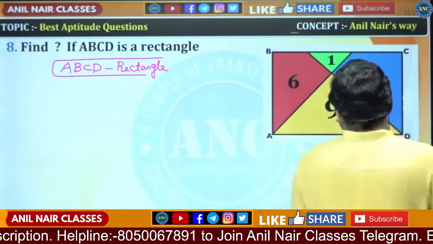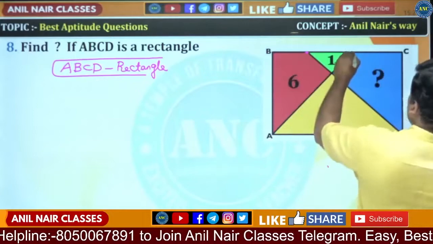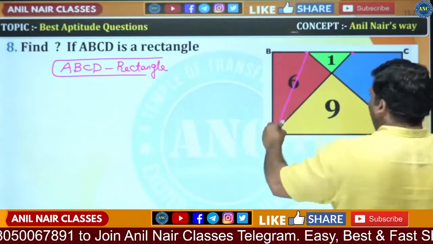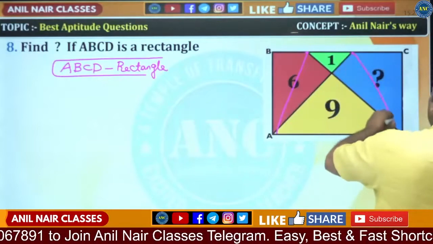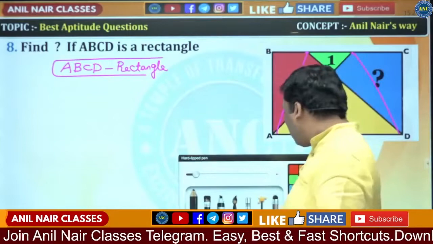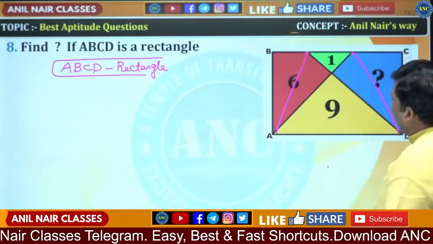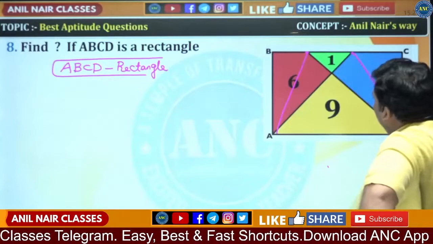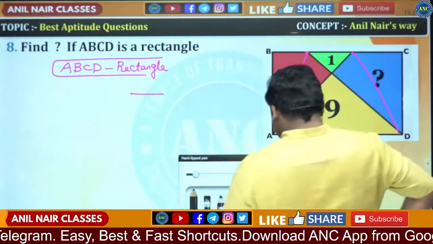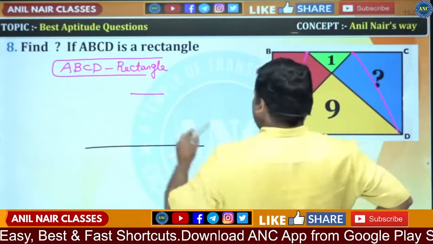Now what we will do is, this is one point, right? This is another point. Let me join both of these. Are you all with me? So the figure became like this. Very, very good question. The figure became a trapezium.